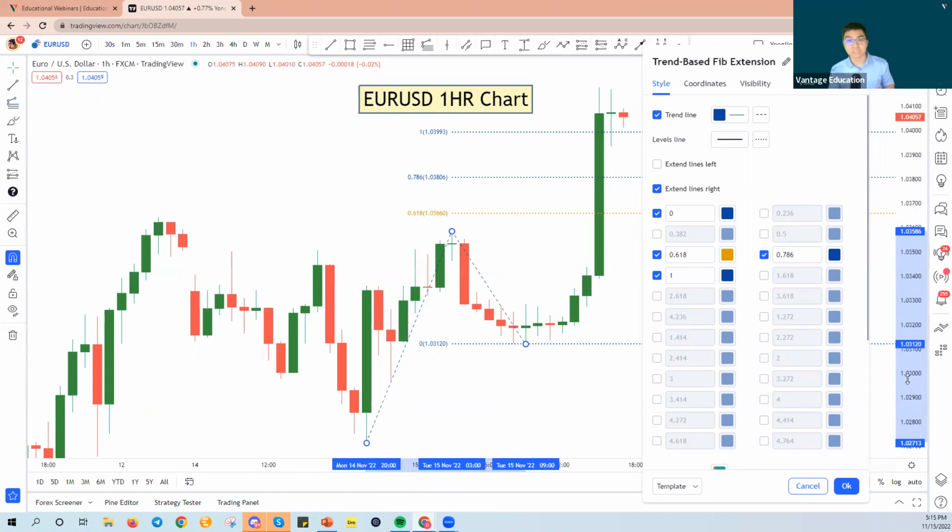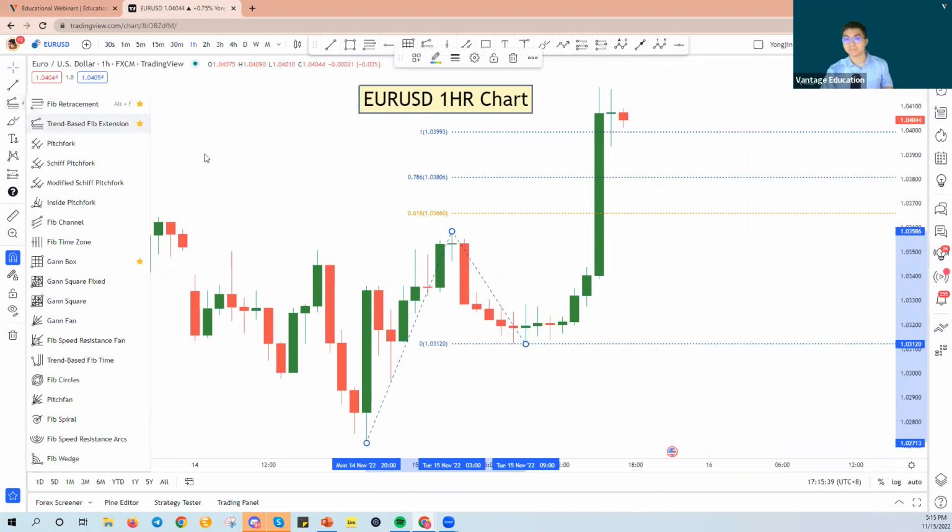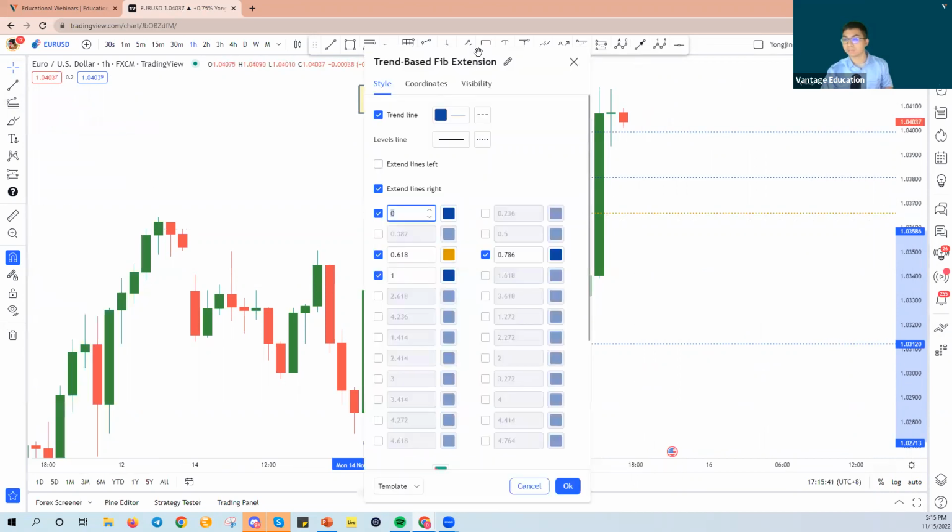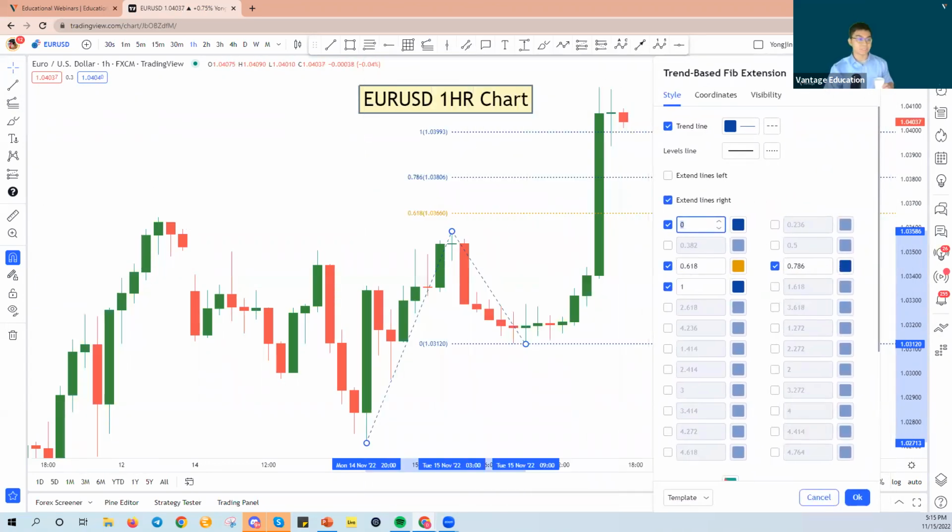That is for the Fibonacci projection. It's the trend-based Fib extension. Okay, so sorry, let me get it out again. So these are my settings. Please take a photo, please screenshot it down, it's important. So I only use these settings: the 0%, 100%, and 61.8%, and 78.6%.